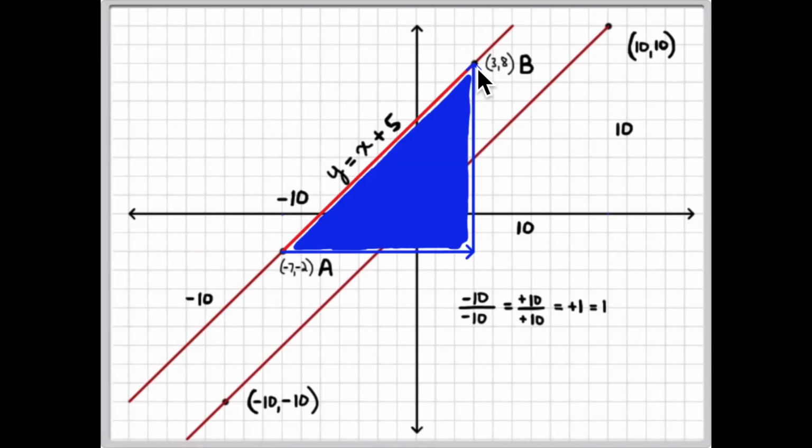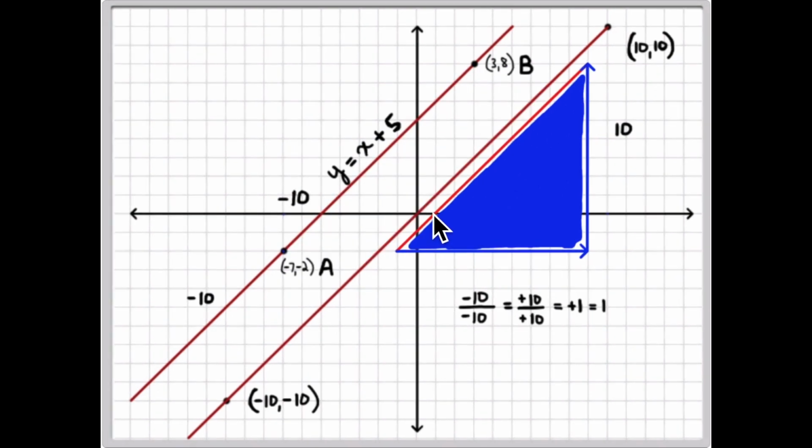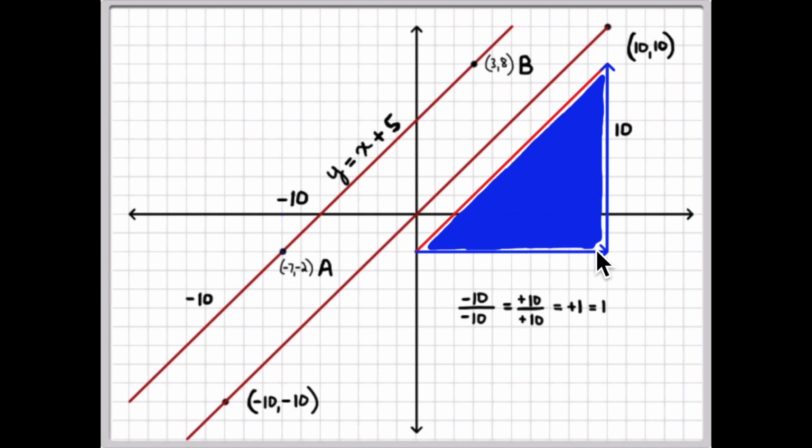So we're at 3 units right here, and we're going to take away these 7 units. Well, subtracting a -7 is the same as adding 7. So in effect, we're going to add these 7 units to these 3 units. And we're going to slide the slope triangle to the right. So it slides all the way over here.